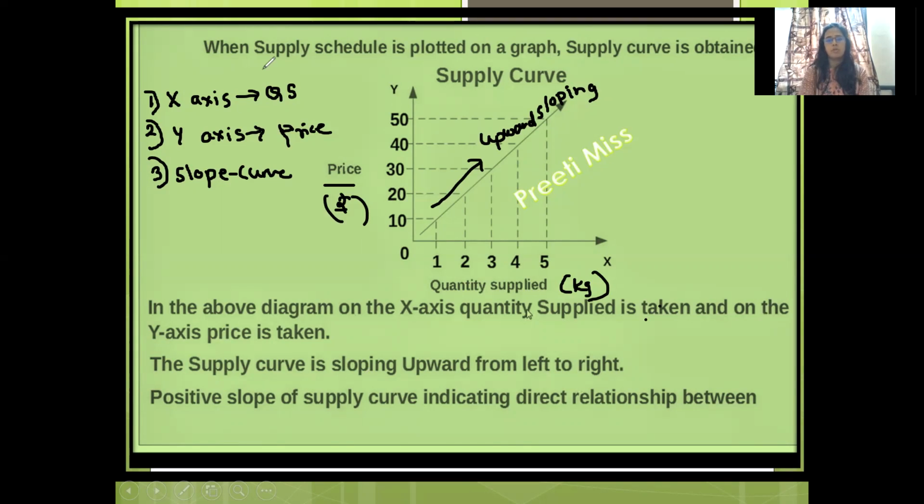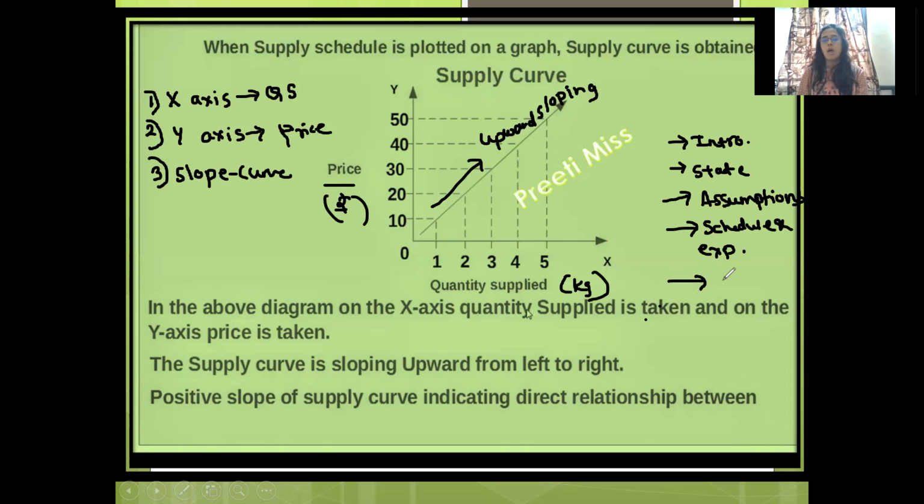So what we have covered: we have written the introduction part, who introduced it, his famous book, 1890, everything. Then we write the statement, generally sequence wise. After the statement, write the assumptions. In this video I have not covered the assumptions; in the next video I will cover the assumptions part. Then we prepare the schedule and write its explanation, and then we draw the graph or curve and explain it. Graph explanation covers 3 points: x-axis, y-axis, and slope of the supply curve.